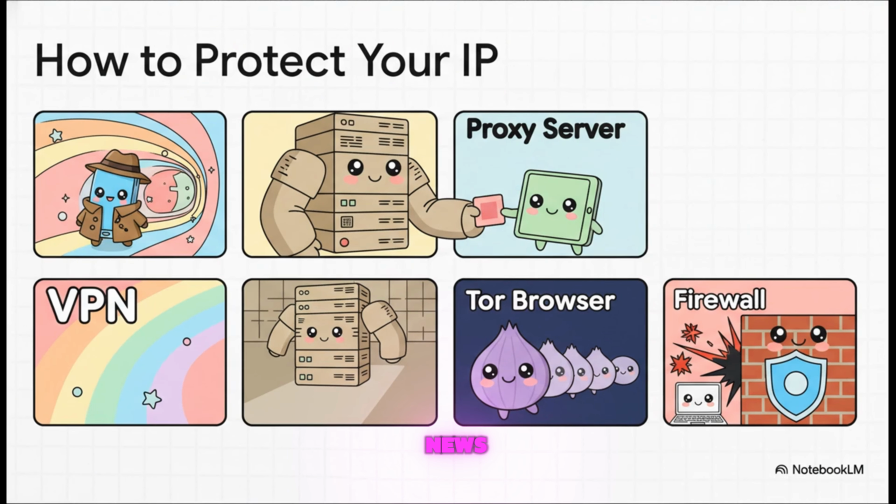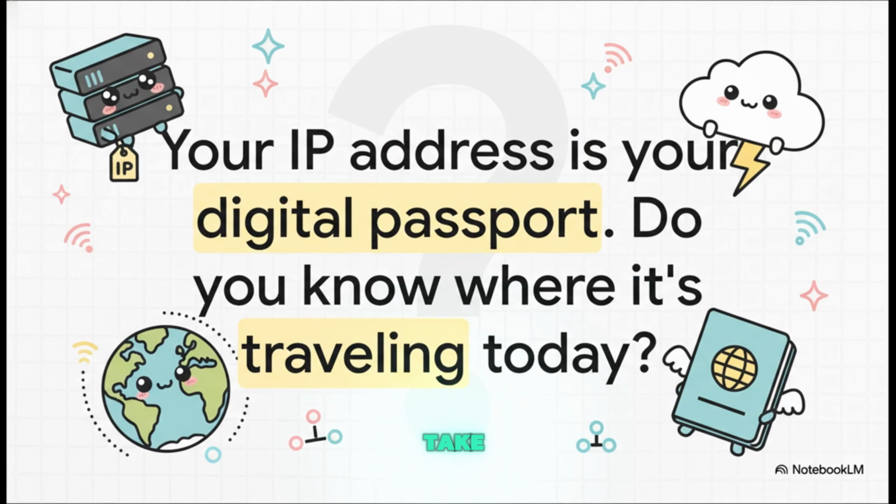But here's the good news. You're not defenseless. There are some really powerful tools you can use to protect your digital address. A VPN, or a virtual private network, is probably the most common one. It basically hides your real IP by routing your traffic through a different server. You could also use things like proxy servers or the Tor browser if you want maximum anonymity. And honestly, just making sure your device's firewall is turned on is a great first step to block a lot of suspicious traffic.